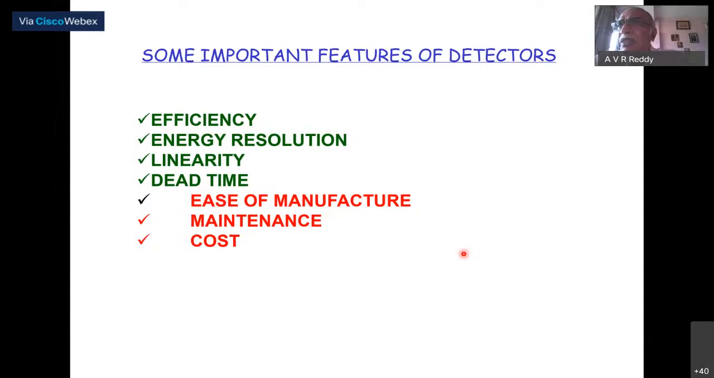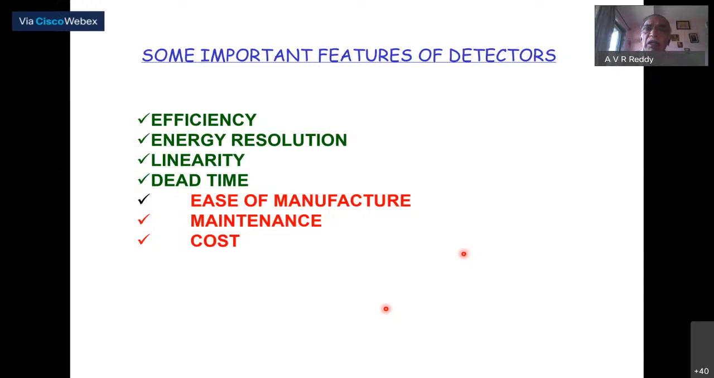The rest of the considerations are money related. Ease of manufacture is one; accordingly, the price will change. Then maintenance. What is the running cost? For example, if you use semiconductor detectors, most of the time we have to use liquid nitrogen to cool them. And of course, the cost, the price of the detector. These are the considerations we have to see. The first four are technical, the next three are related to money.